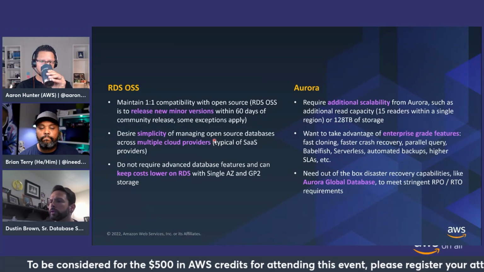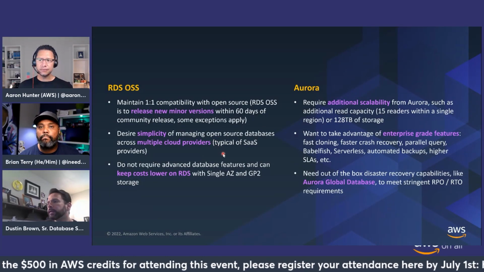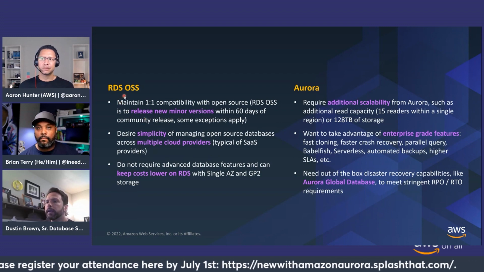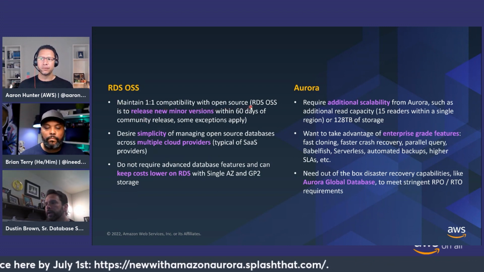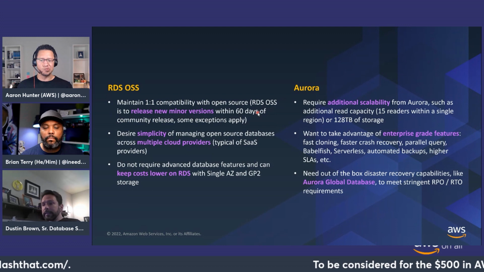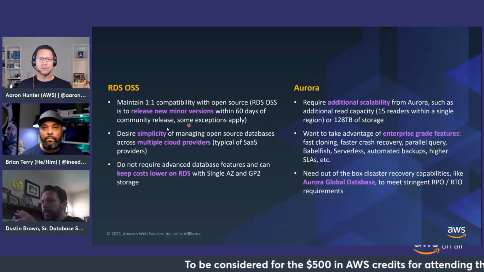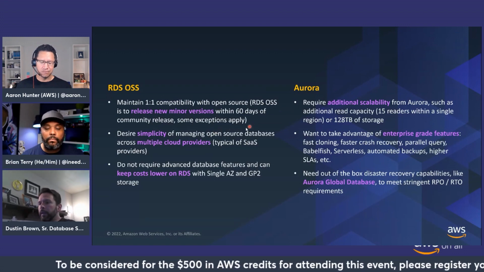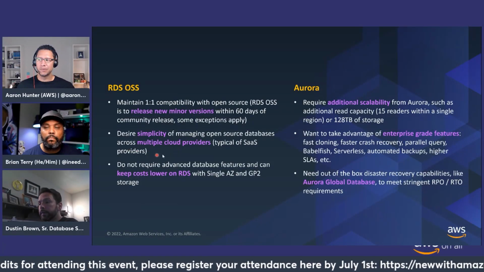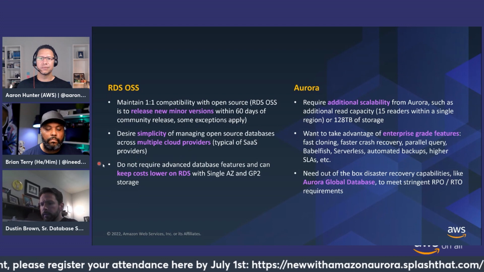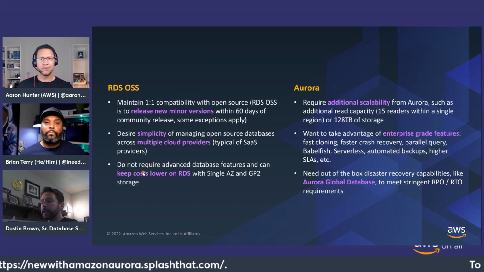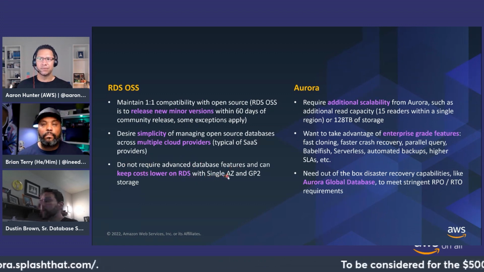And so some of the aspects when customers are choosing to go to Aurora or RDS would be to maintain a one-to-one compatibility with open source products. RDS attempts to release new minor versions within 60 days of the community release for MySQL or Postgres. Sometimes exceptions apply, but for the most part, that is very true. If you desire simplicity of managing open source databases across multiple cloud providers, RDS is a great fit, typical of SaaS providers, as was mentioned at the beginning of this talk. If you do not require advanced database features, you can keep costs lower on RDS with single AZ and GP2 storage.